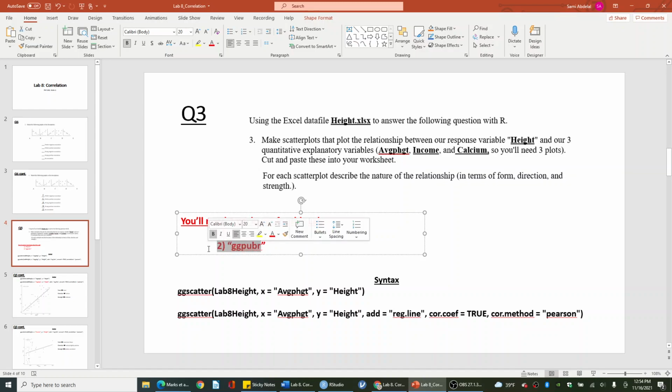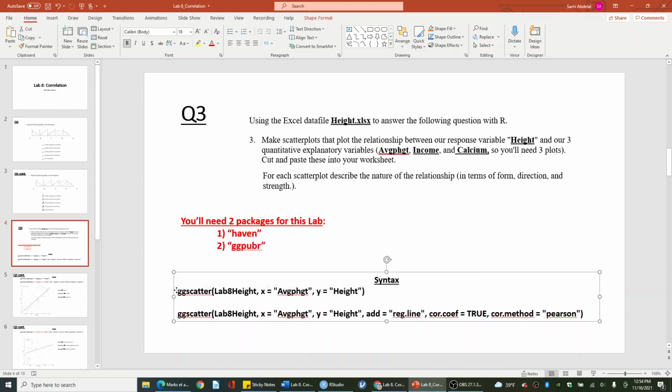So this is the syntax. I put it here so you guys could see it a little bit better. Once we've enabled these packages in R, and I'll show you what's going on in R in just a second, this is the command that we're going to give: ggscatter. I've titled my document lab 8 height.